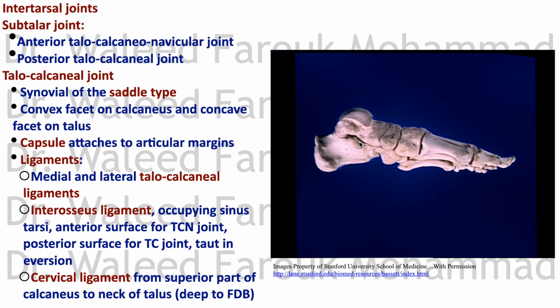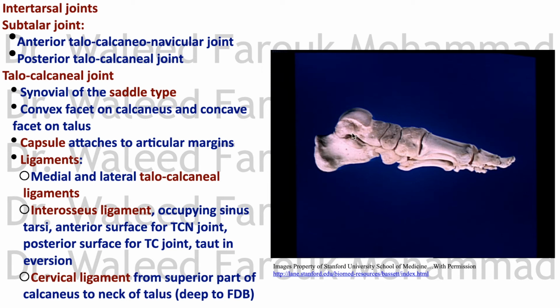Okay, the talocalcaneal joint, which is this one, it's synovial of the saddle type. It has a convex articular surface that belongs to the calcaneus, and a concave articular surface that belongs to the talus. The capsule attaches around the articular margins. The ligaments are the medial and lateral talocalcaneal ligaments, and the interosseous ligament that fills the sinus tarsi, or the tarsal sinus. This is the tarsal sinus.